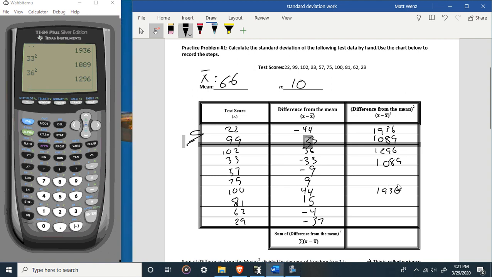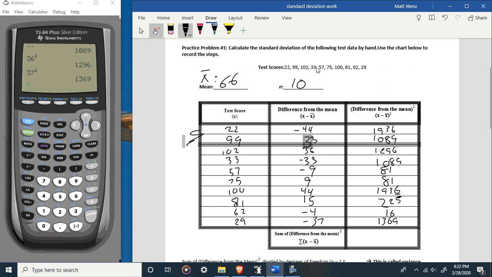Okay, negative 9 squared, one that we know, great, 81. 9 squared is also 81. 15 squared, I'm going to tell you guys, is 225. Okay. 4 squared is going to be 16, and negative 37 squared. That one I don't know off the top of my head. 37 squared is going to be 1369. So again, word to the wise, all of your numbers in this column should be positive. If you have a negative number, it means you messed up putting the numbers in your calculator. Please be careful with that.